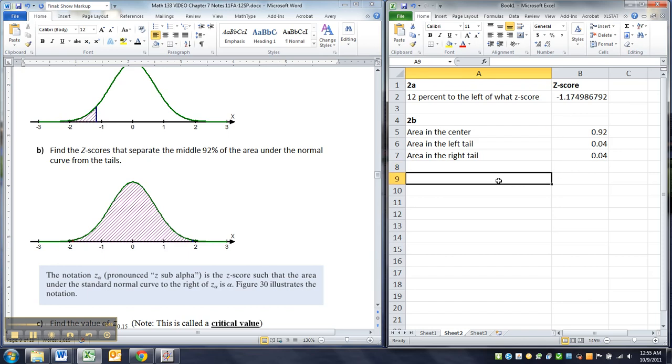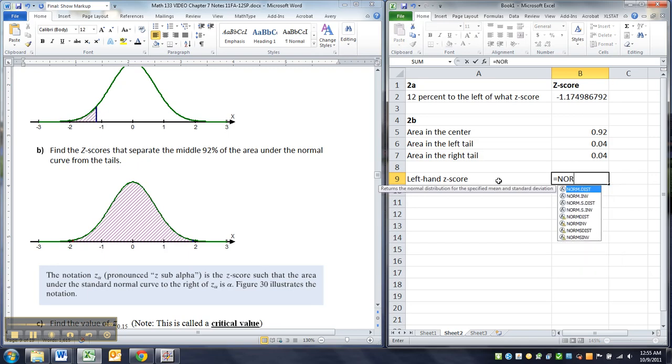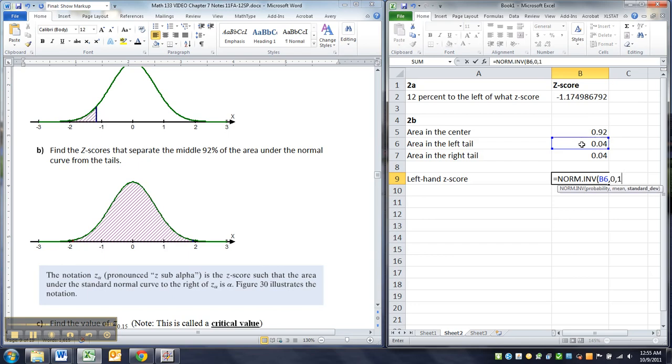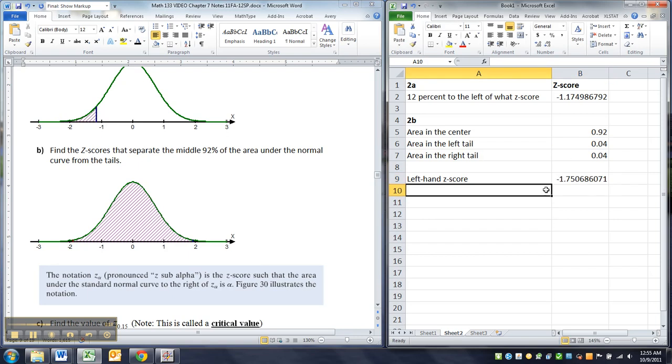Okay, so now we need to find the left hand, they're called critical values, if you want to know what they're called. Or the left hand z-score, let me put it that way. Z-score. That would be equal to norm dot inv, or norm inv. You don't need the dot if you're in an older version. Sorry about that. That's one of the things they changed. That's the probability. The mean is 0. The standard deviation is 1. There we go. So the one on the left is negative 1.75.